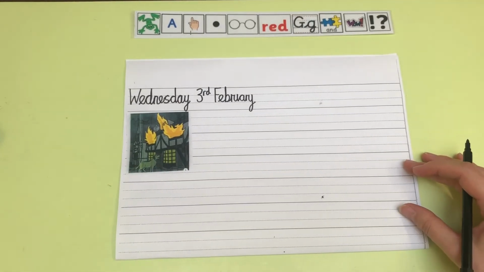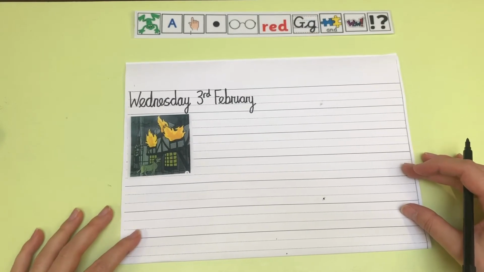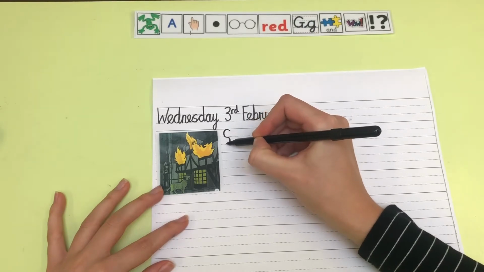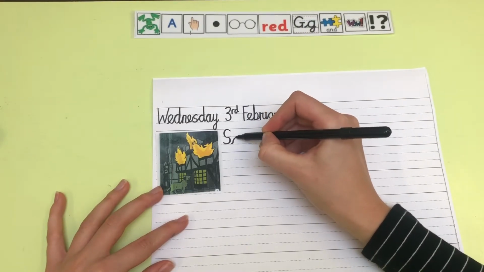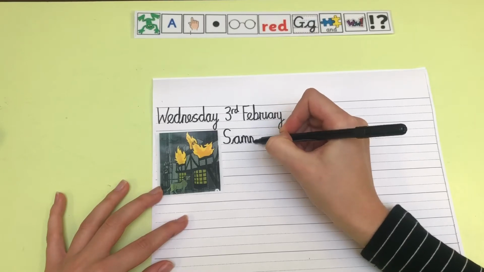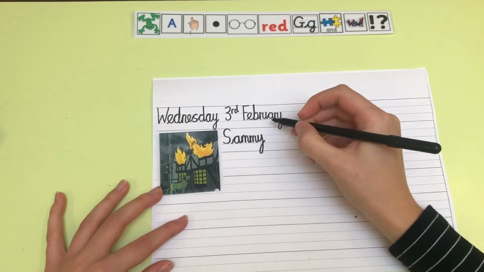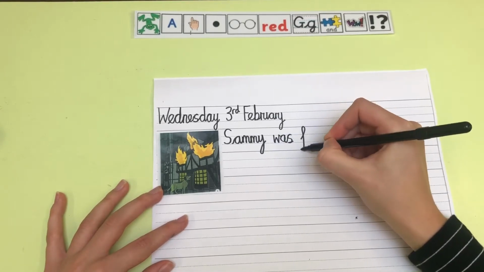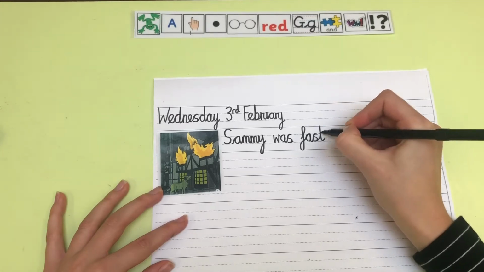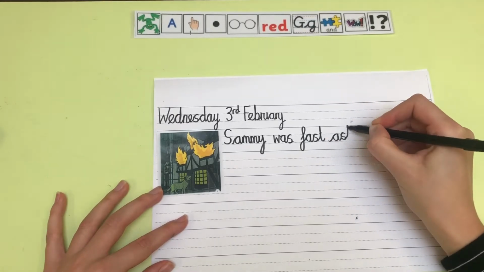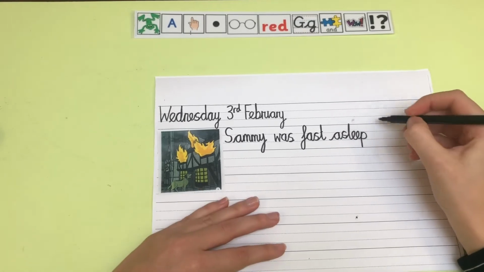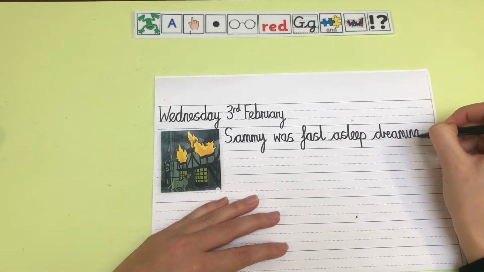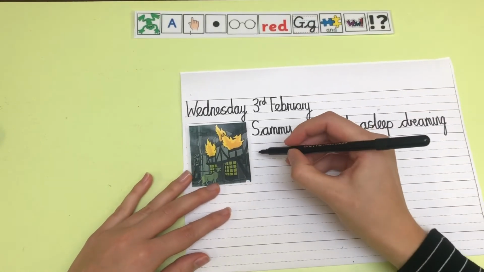So I'm going to start my sentence by saying Sammy was fast asleep, dreaming peacefully. So Sammy is his name, so I need a capital letter. Sammy was fast asleep, dreaming peacefully.